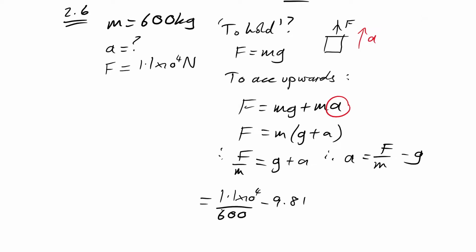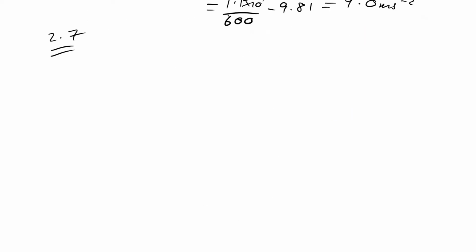minus 9.81. And using their number that they've used, 1.13 times 10 to the 4, that gives us 9.0 meters per second squared. But they've been naughty by giving the force to 3 sig figs there. What's even worse is that they should have then given the answer to 3 sig figs, but they've only given it to 2 sig figs. Not very consistent. Okay, so now we have doubled the mass.